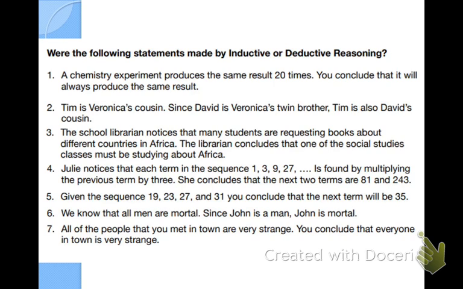Okay. A chemistry experiment produced the same result 20 times. You conclude that it will always produce the same result. Are they using facts or patterns? Patterns. So that would make this inductive reasoning. I'm going to try IND. Tim is Veronica's cousin. Since David is Veronica's twin brother, Tim is also David's cousin. This is deductive.